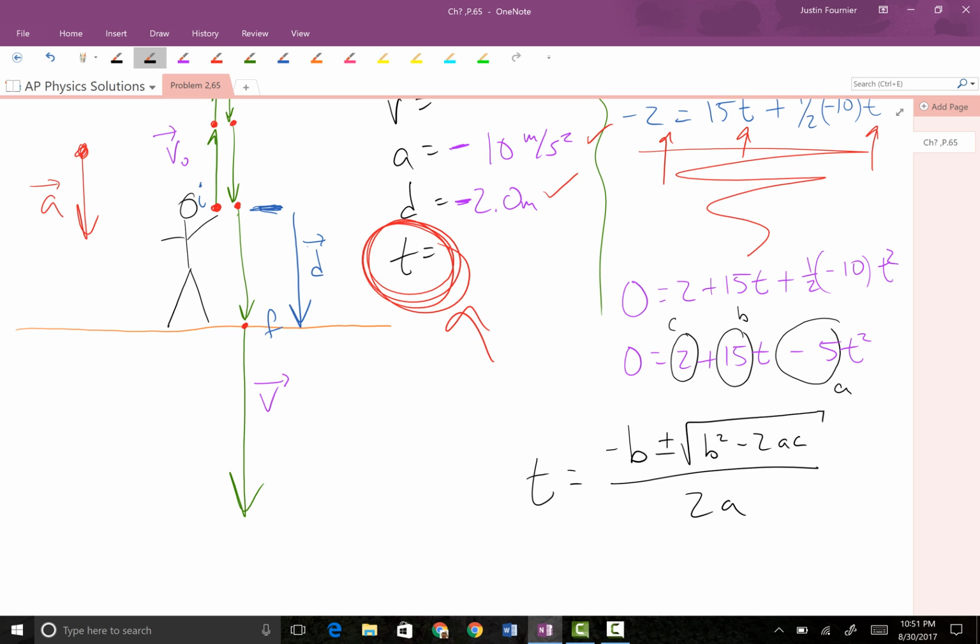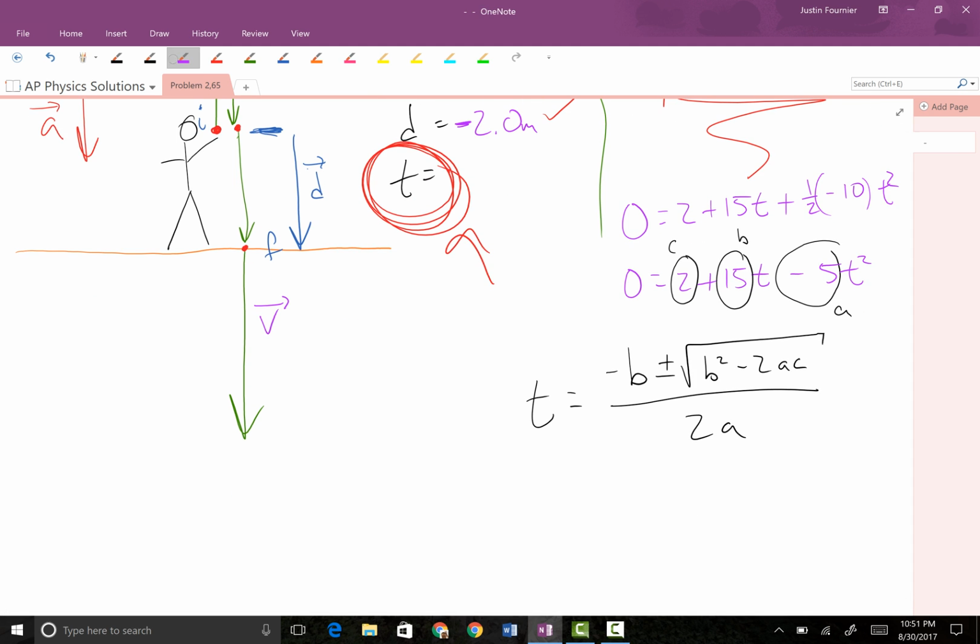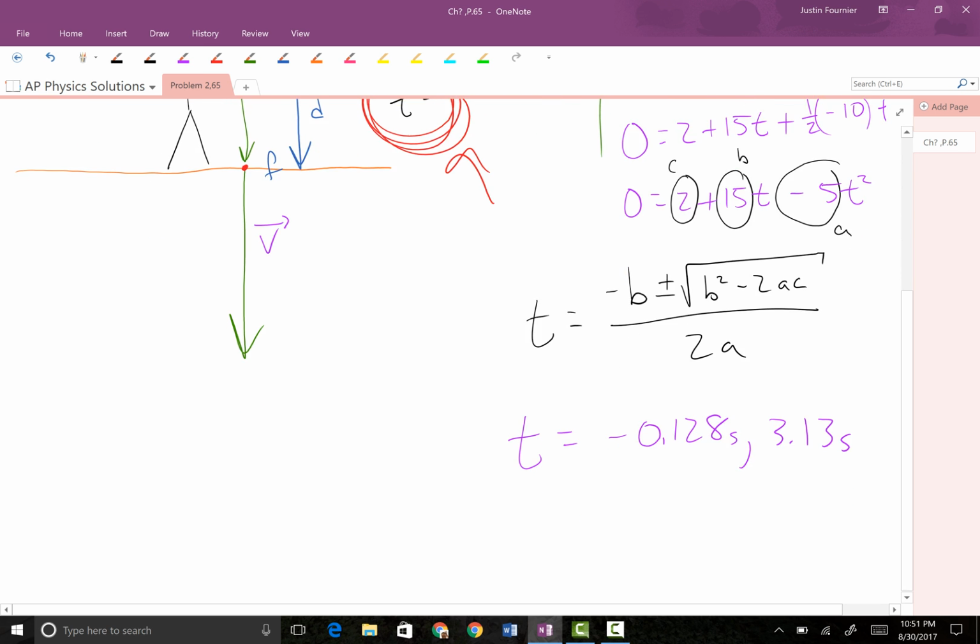All right, so I've calculated out the answer, and what I end up with when you plug all this stuff in is that the time is equal to negative 0.128 seconds or 3.13 seconds. So hopefully you can see that the negative time is probably not going to be your answer.